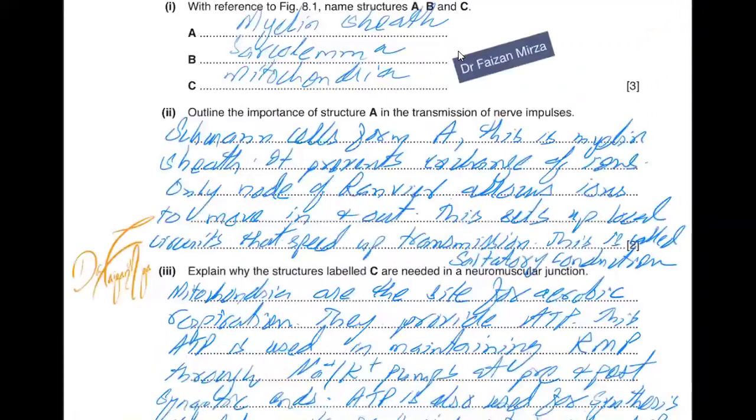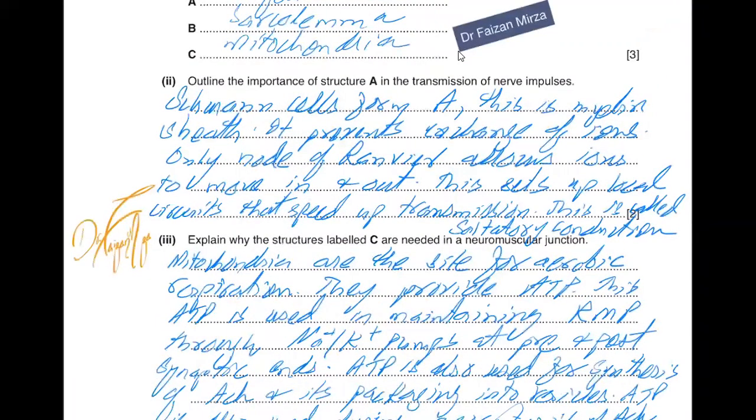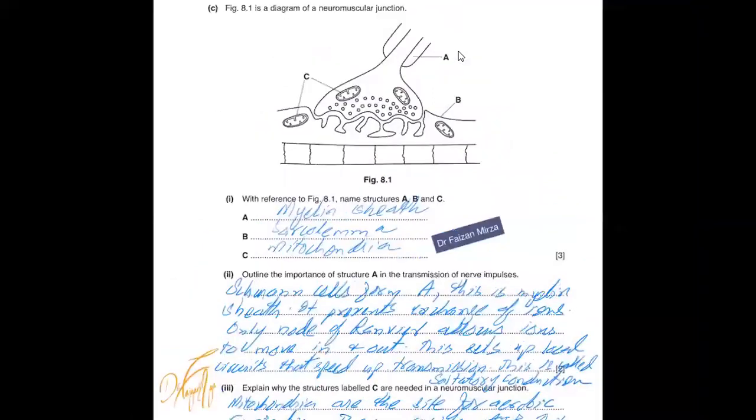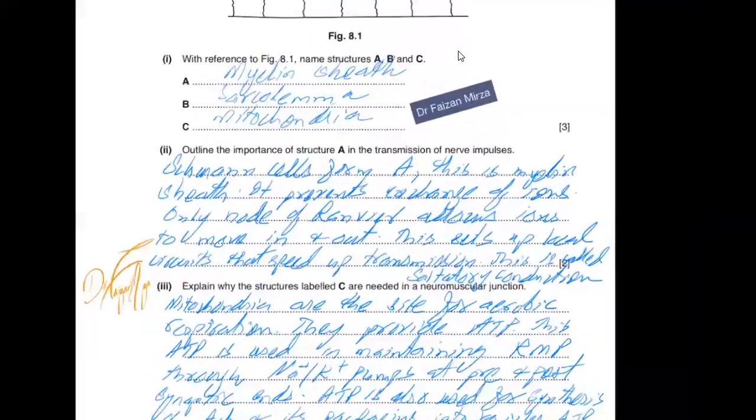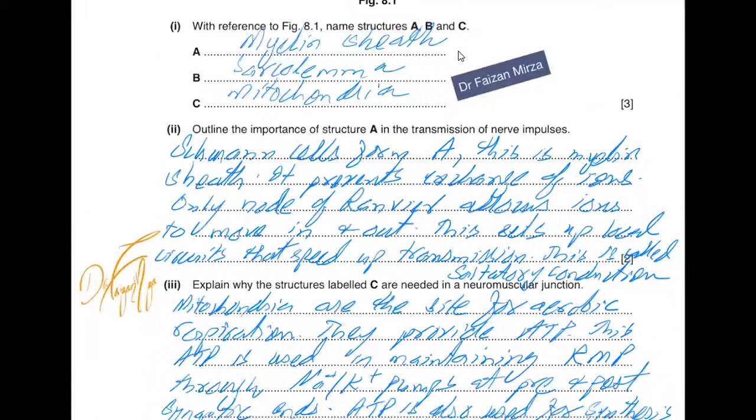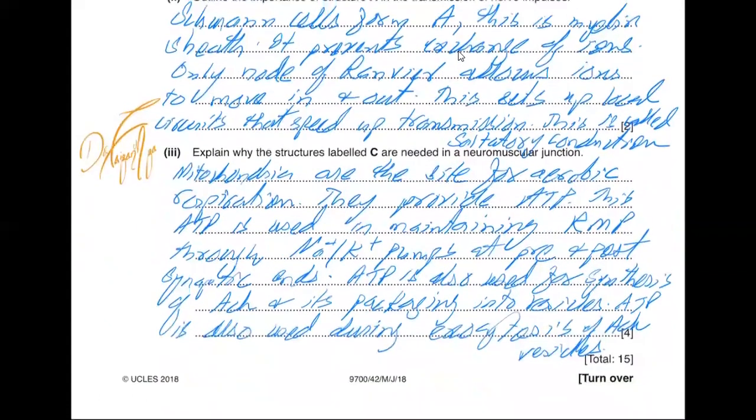Then they are asking you to outline the importance of structure A in the transmission of impulses. Structure A is the myelin sheath. So you need to just outline the details of saltatory conduction: how the Schwann cells form the myelin sheath, and the nodes of Ranvier are the only regions across which the impulse keeps on jumping. Local circuits are developed across adjacent nodes of Ranvier. This speeds up the nervous transmission, and this is called saltatory conduction.